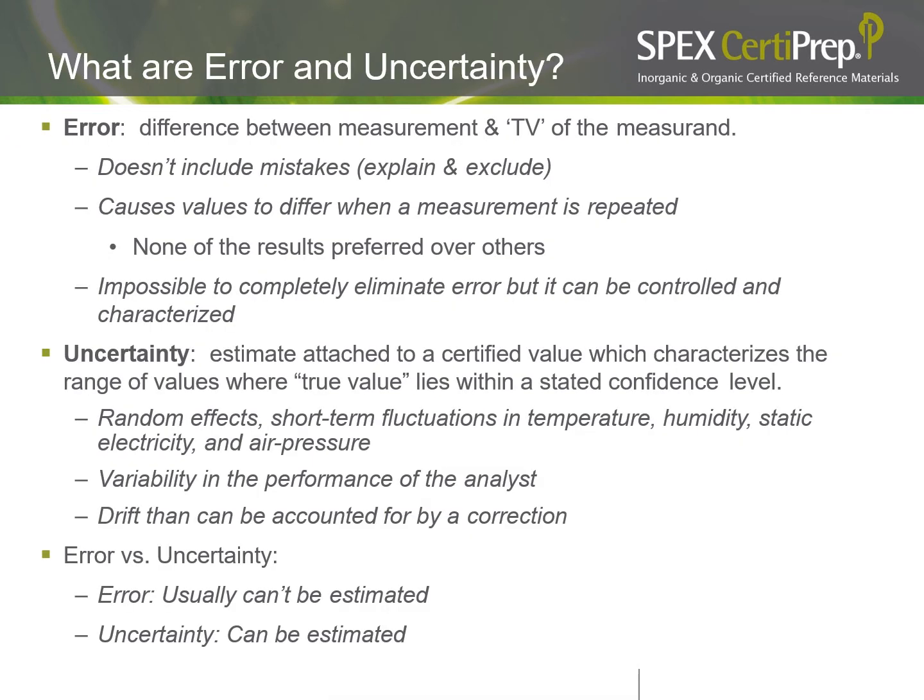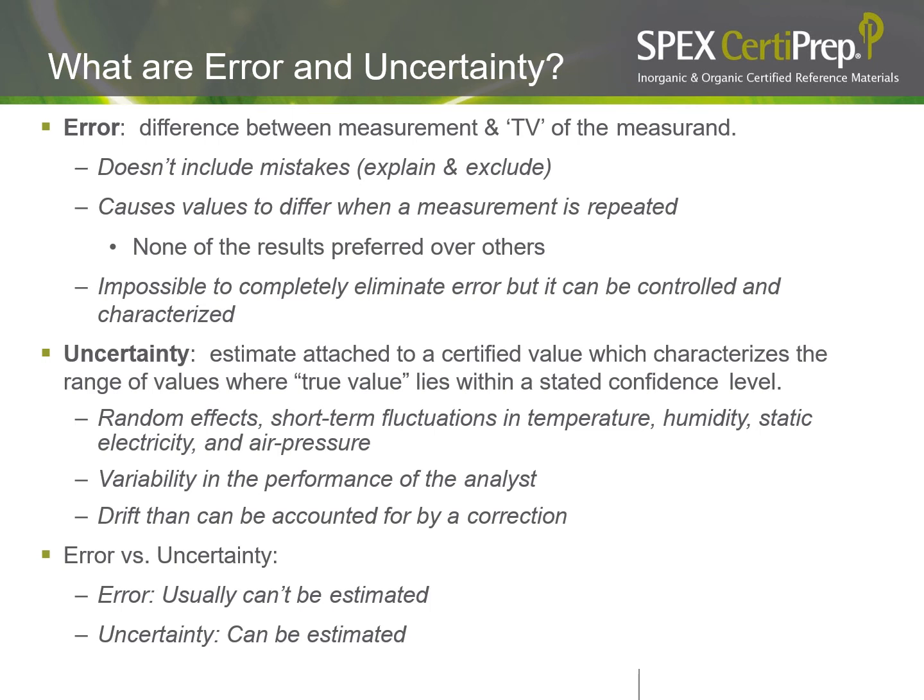So class, now let's move to error and uncertainty. Actually, error does not include mistakes. Error causes values to differ between measurements when repeated. None of the results are preferred over the others. It is impossible to completely eliminate the error, but it can still be controlled and characterized.